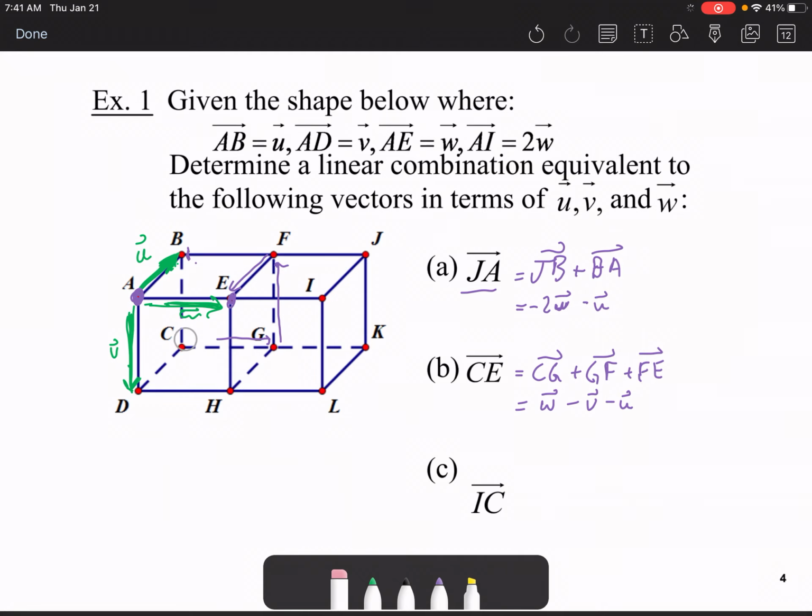Okay, so let's try the last one. Last one, we're going from I to C. Well, I can go across to J, all the way across to B, and then down to C. So IJ is equal to U. J to B is already negative 2W. And B to C is just the vector V. And there we go. There are your linear combinations. And thus concludes this lesson.